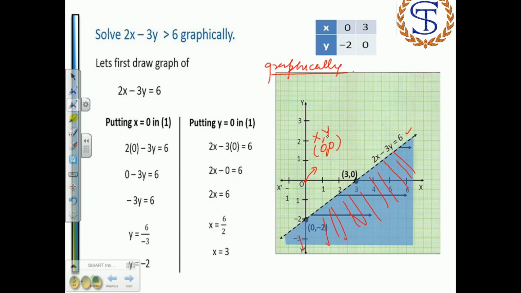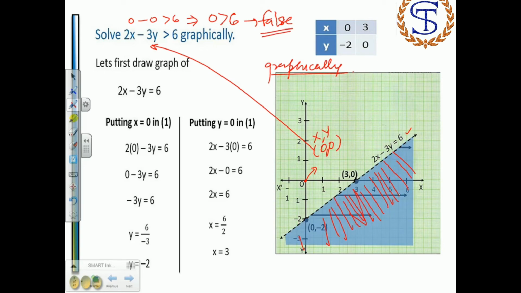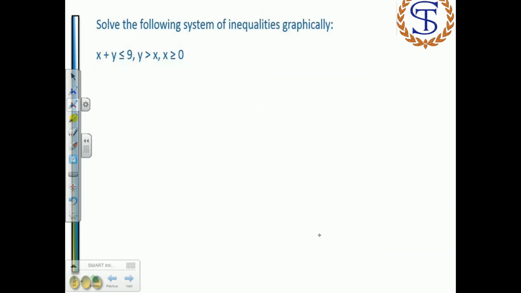If we put these coordinates in this inequality, it becomes 0 minus 0 less than 6, that is, 0 is greater than 6, and this is a false statement. Because this is false, that's why we are shading this portion, and this is the final graphical solution of the linear inequality. Now let's take another example to clear things up.